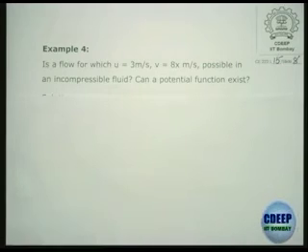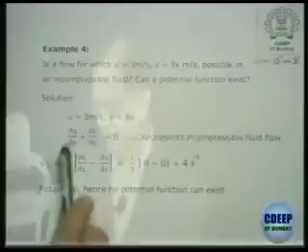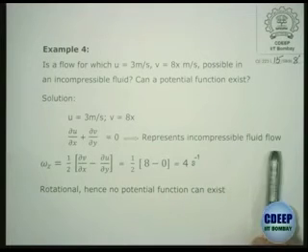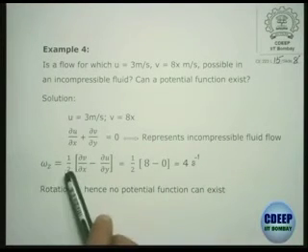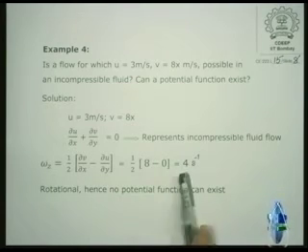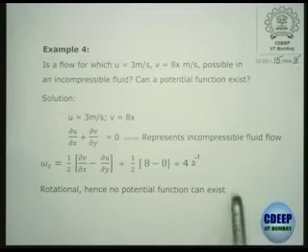Next comes here, can a potential function exist? Again here you need to check whether the given velocities lead to finite rotation or not. If rotation is 0, then only the phi function can exist. If the rotation is not 0, in that case you say that it is a rotational flow and no phi function can exist. So, go very systematically. Here you see first it represents incompressible fluid flow. Second part, find omega z; it comes out to a finite quantity, not 0, rotational, hence no potential function can exist.